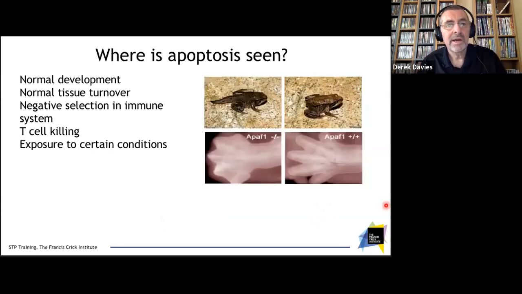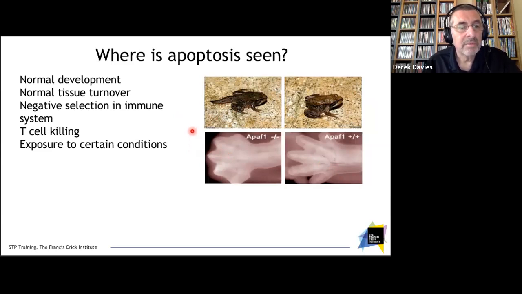So where do we see apoptosis? Well, we see it in lots of normal development. So amphibians will lose their tails by a process of apoptosis. We lose the webbing between our fingers during embryonic development by a process of apoptosis.